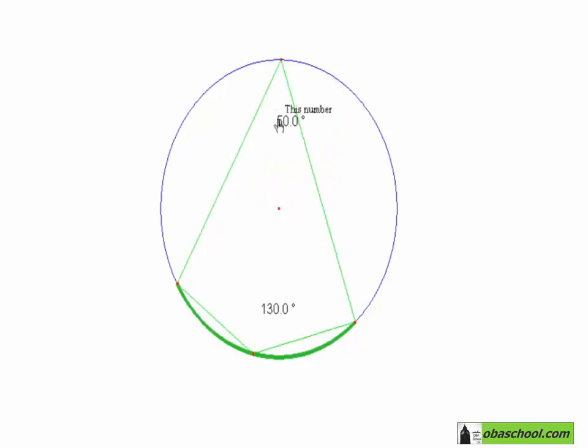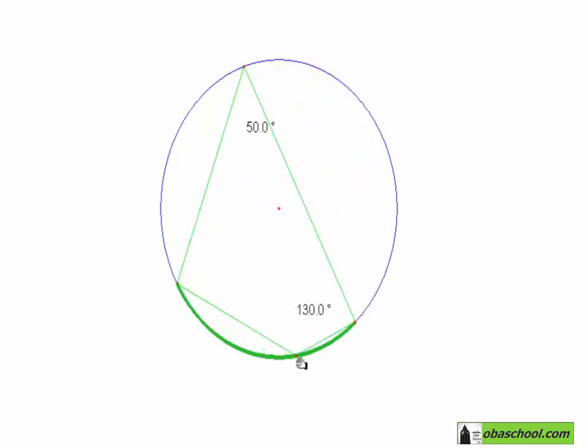So now consider this diagram. We have 50 degrees here and 130 here, so they add up to 180. One of them stands on the minor arc and the other on the major arc.